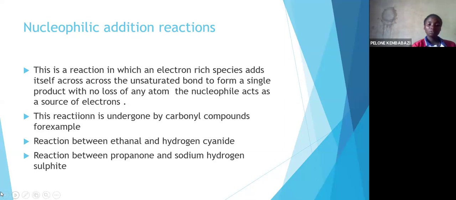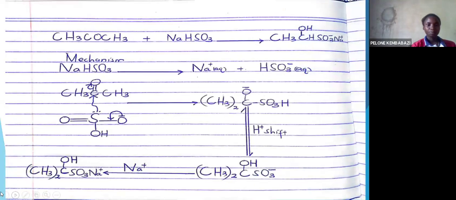So for this case, I used sodium hydrogen sulfide as one of the electron-rich species that I use. So I used propanone, which is a ketone. If you have not looked at them, you will look at them as we start the first term. For those who have looked at them well, look at this propanone here, this molecule.